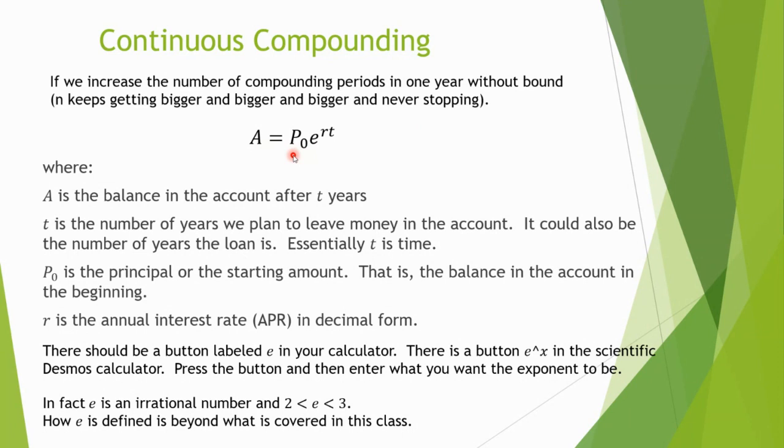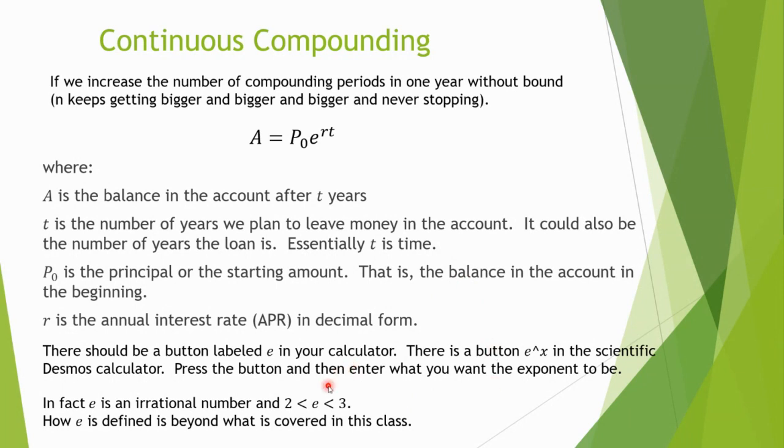I think people call this PERT. The notation's the same except for the e, but the A is the balance after t years, P sub 0 is the principal, r is the APR in decimal form, not as a percent, and t is the number of years. The only thing really different now is e. But there is a button on your calculator labeled e. You might see e raised to the x. I think the iPhone calculator has that. I know the Desmos calculator has that as well. It turns out that e is in fact a number.